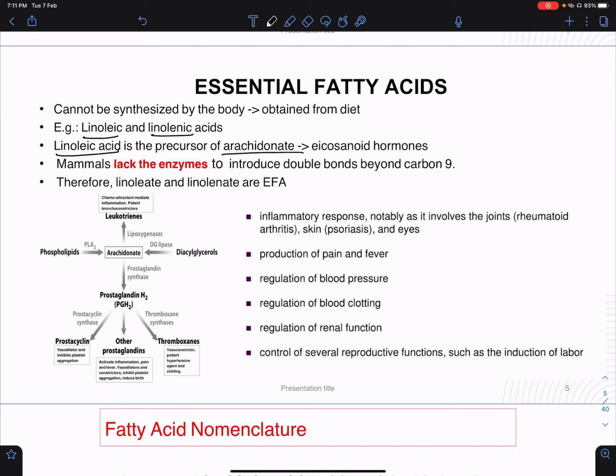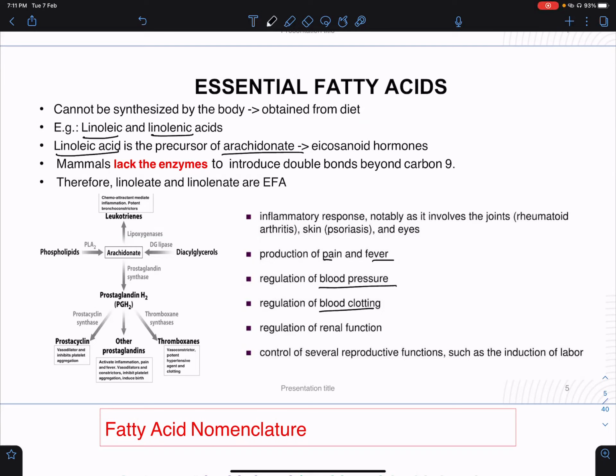Just one thing to keep in mind is the general function of these hormones. These hormones are really important in blood clotting, regulating blood pressure, pain and fever. They're part of skin responses like redness, rashes, stuff like that. So how would you see this in a question?